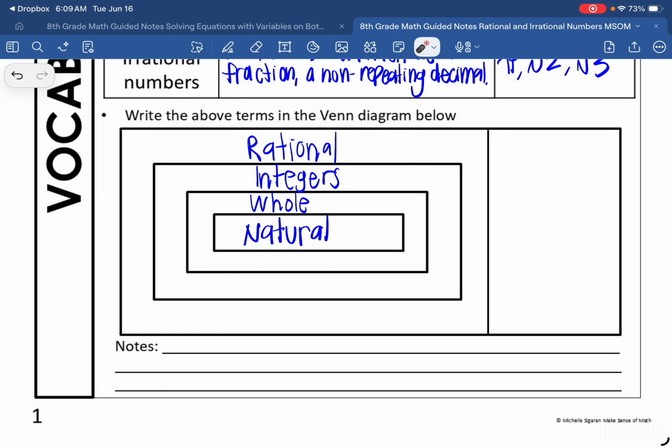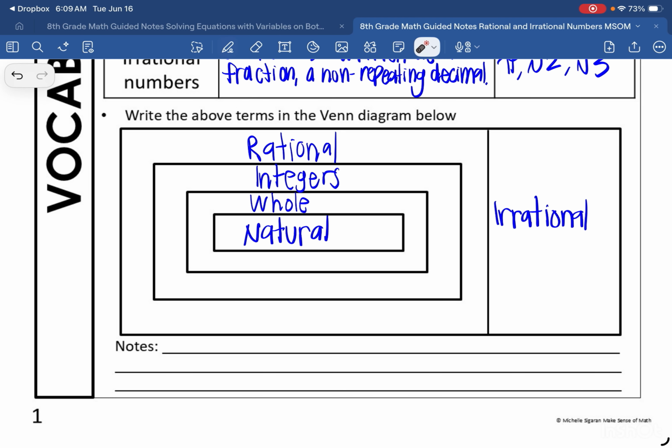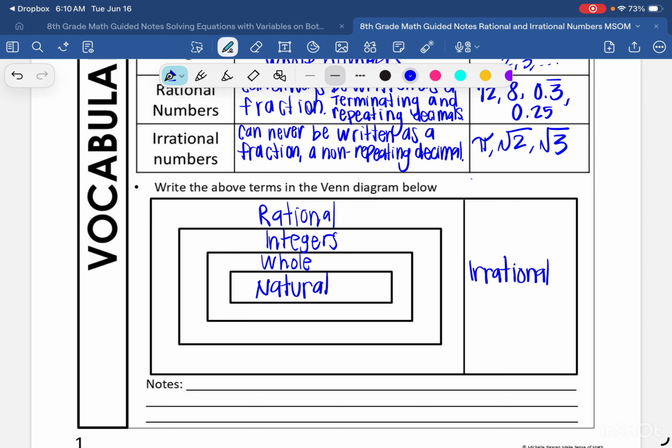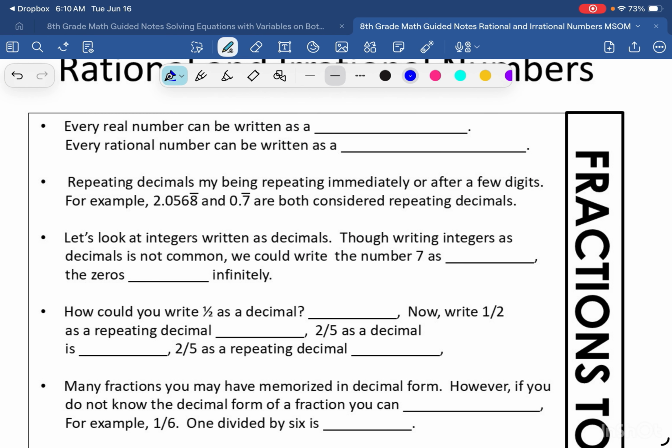And then off here on the side, we have the term irrational. Numbers that are irrational are not any of these numbers over here. They're not rational, integers, whole, or natural. That's a completely different set of numbers. And on the outside, I'm just going to jot the word real. That's because all of these numbers right here are real numbers. Every real number can be written as a decimal.